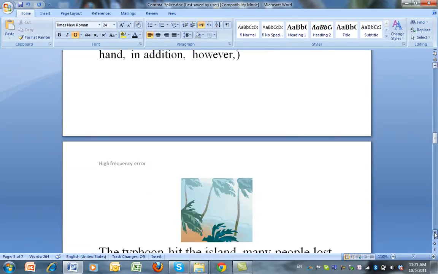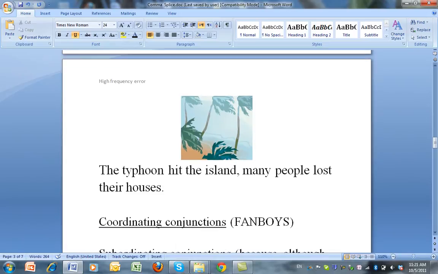Let's look at another sentence. Okay, here's a typhoon, there's the beach. It says, the typhoon hit the island. Many people lost their houses. That's a sentence. That's a sentence. They have subjects and verbs, and they complete a thought. And they're connected with a comma, and that's the problem.